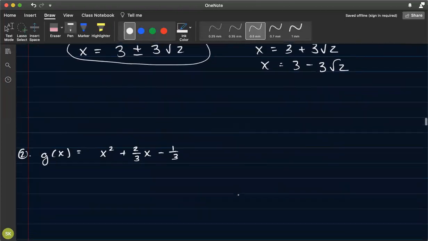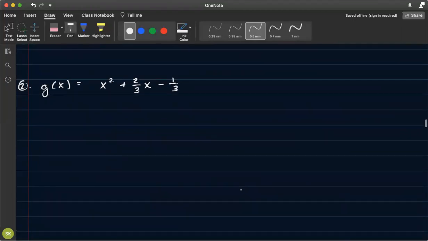Let's try another problem. Here I have the function g of x is x squared plus 2/3 x minus 1/3. And I want to complete the square so that I can find the zeros of this function and use the square root method. So the first thing you do is you set this equal to 0. And then you move the 1/3 to the other side.